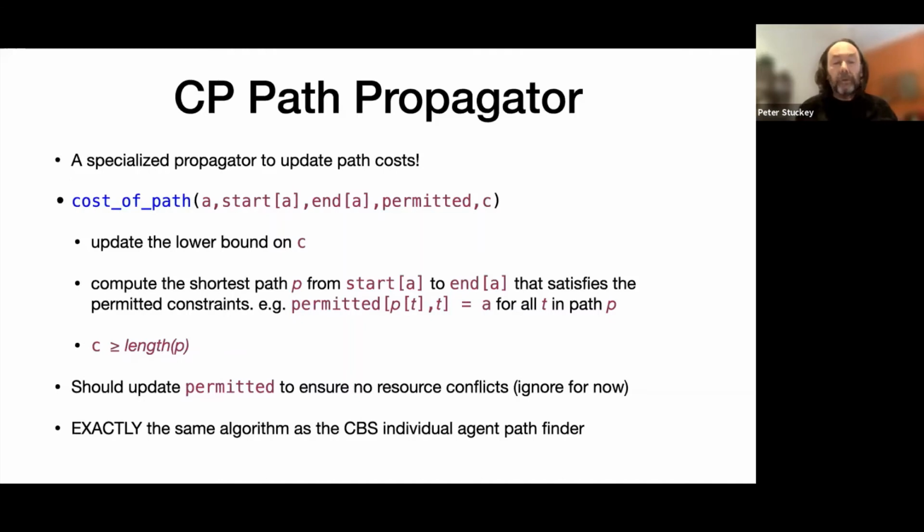Because we're going to use a whole lot of locations at various times on that path to ensure we get no resource conflicts, but we're not going to do that, okay? So just like in CBS, it's a style of Benders' approach, we're going to let that happen later on during the search. So essentially it's exactly the same algorithm as the CBS individual agent pathfinder. It's just hidden inside a propagator.